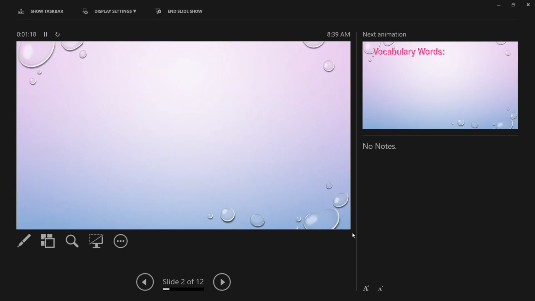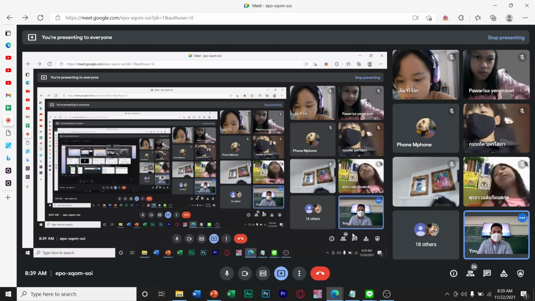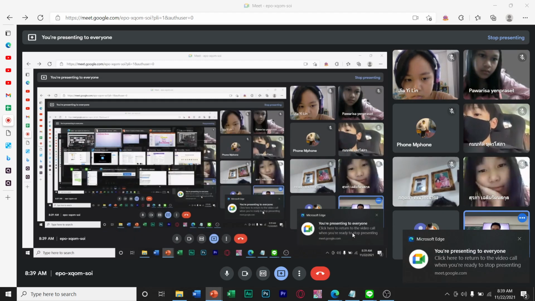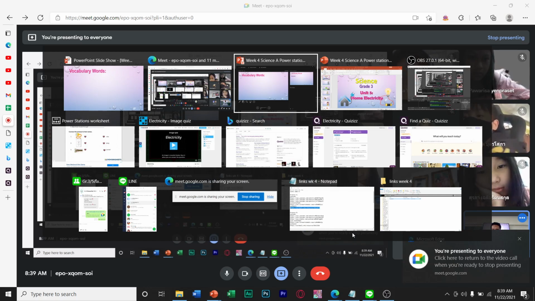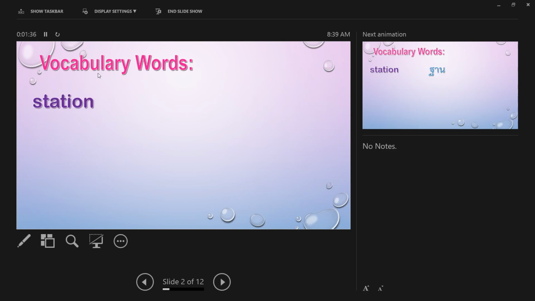Now before we go to our topic, let's read 3 vocabulary words. Okay, can you see me? Okay, everybody let us read. Station. Station.